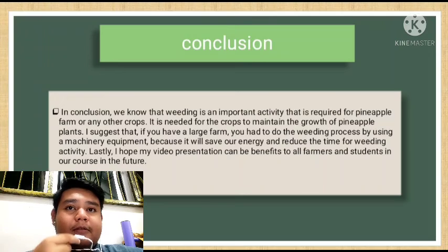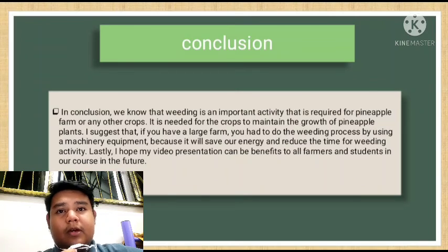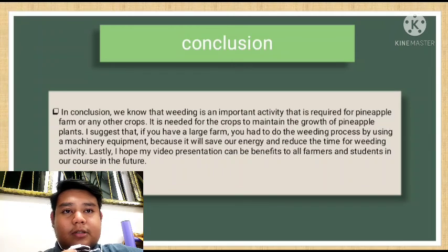activity in the pineapple farm. So in conclusion, we know that weeding is an important activity that is required for a pineapple farm or any other crops. It is needed for the crops to maintain the growth of the pineapple plant. I suggest that if you have a large farm, you should do the weeding process using machinery equipment because it will save our energy and reduce the time for the weeding activity.